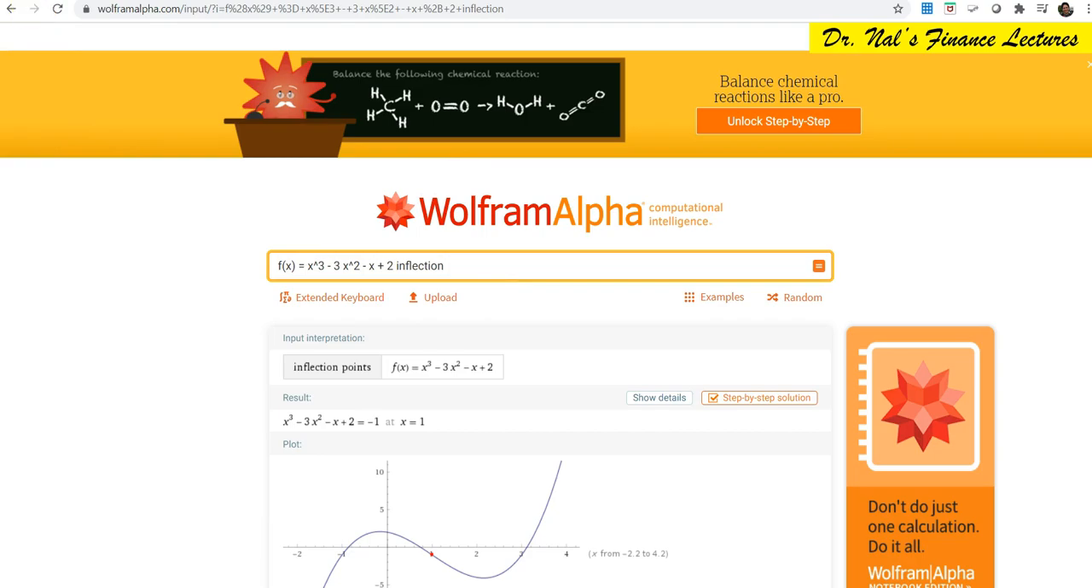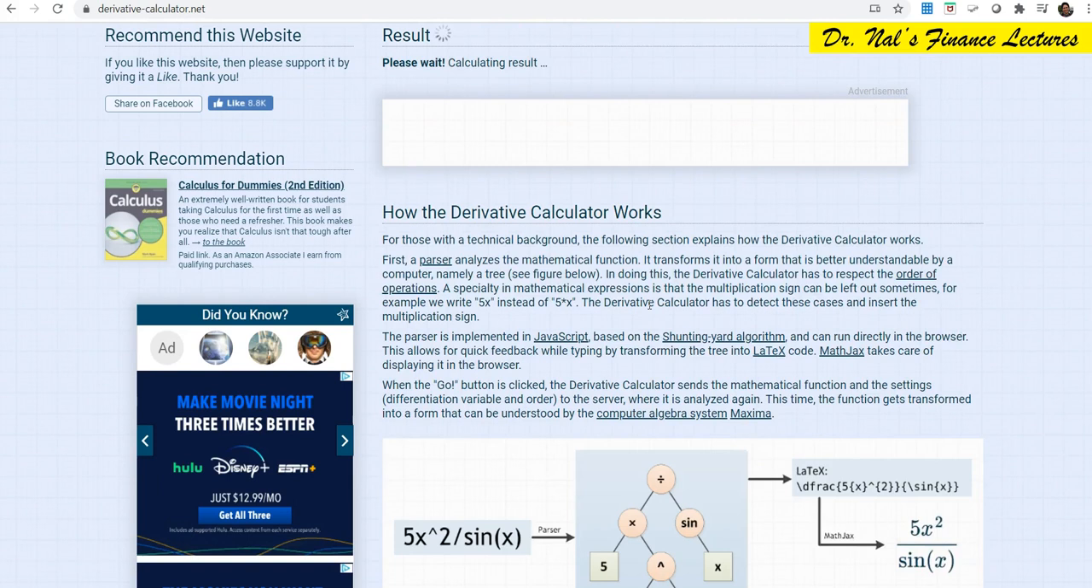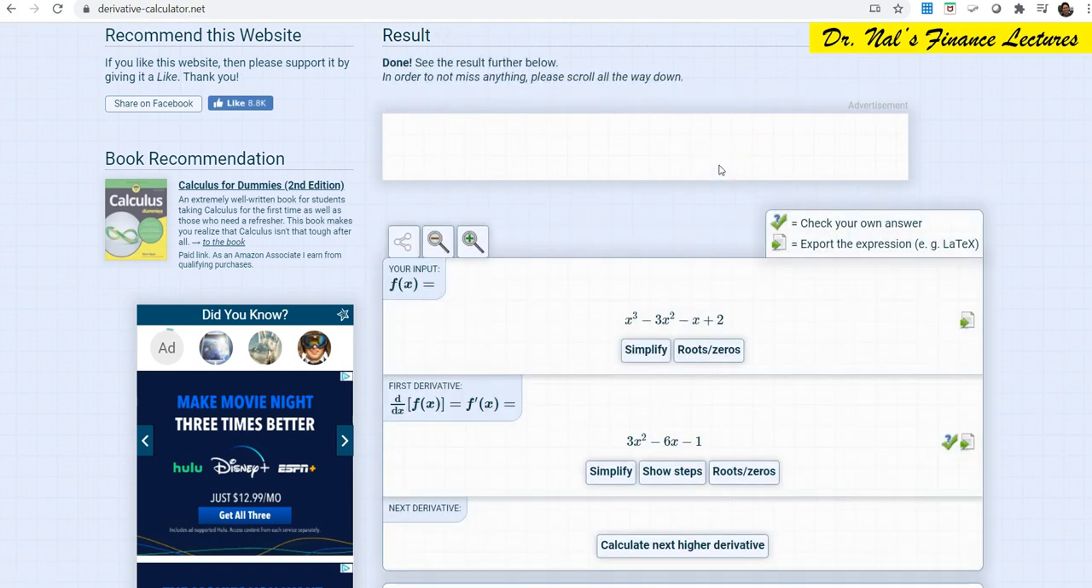Next, I would like to give you another website. It is derivative-calculator.net, and websites like this are abundant. Again, through a website like this, you can do some calculations. Obviously we can calculate the derivative of our function. Let's start with our function again. I think our function was x cubed minus 3x squared minus x plus 2. Let's first check the derivative of this function. It's making the computation next, and there you go.